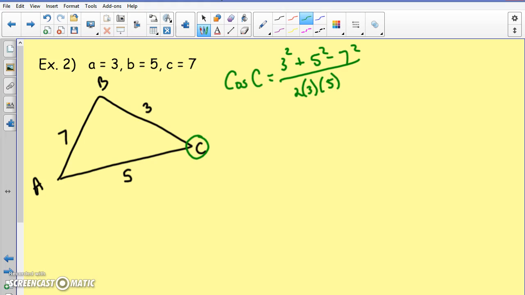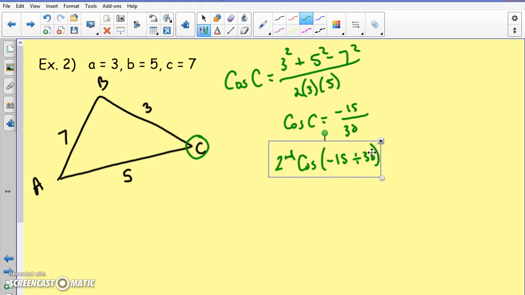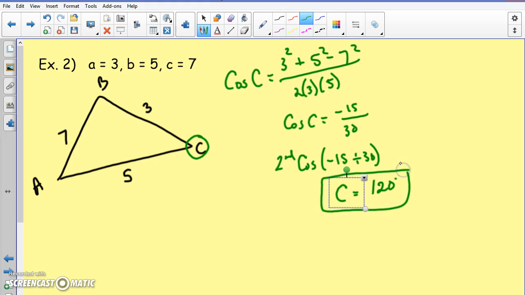Okay. Then we'll type the top part into our calculator as well as the bottom part. So when we do that, it gives us negative 15 over 30. And again, since we're looking for an angle, we have to hit second cosine and divide the fraction. So if we do that, second cosine, negative 15 divided by 30, it gives us angle C to be 120 degrees.